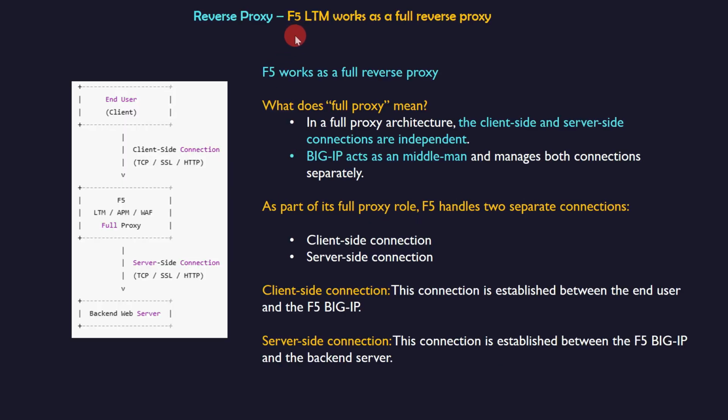Very important point to understand. F5 works as a full reverse proxy. What does full proxy mean? In a full proxy architecture, the client side and server side connections are independent. Big IP acts as a middleman and manages both connections separately. So, as part of the full proxy role, F5 handles two separate connections. One is for client side and another one is for server side. The client side connection is established between the end user and F5, whereas the server side connection is established between the F5 and backend server.